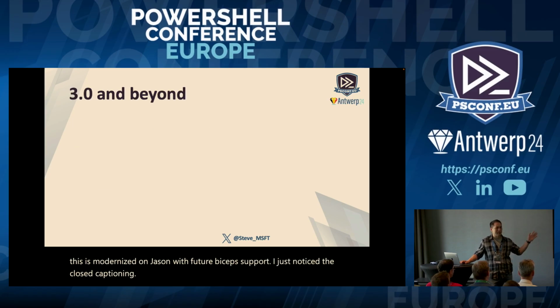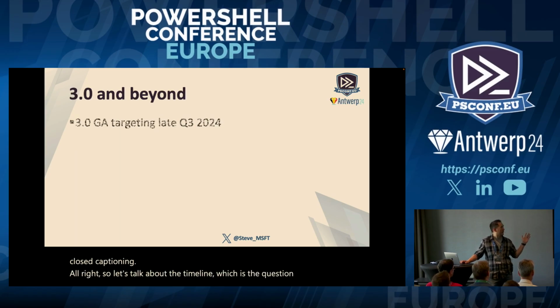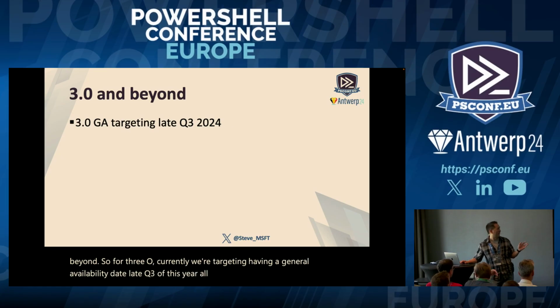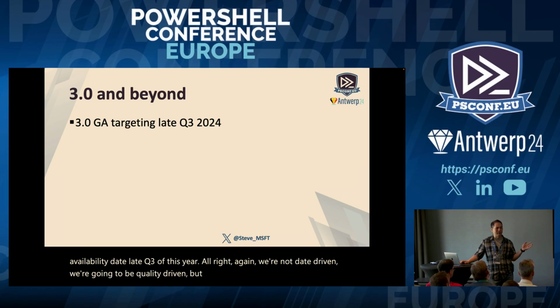All right, so let's talk about the timeline, which is the question, 3.0 and beyond. For 3.0, currently we're targeting a general availability date of late Q3 of this year. Again, we're not date driven, we're going to be quality driven, but if we don't have a date, it'll just go on forever. So this is what we're targeting right now.